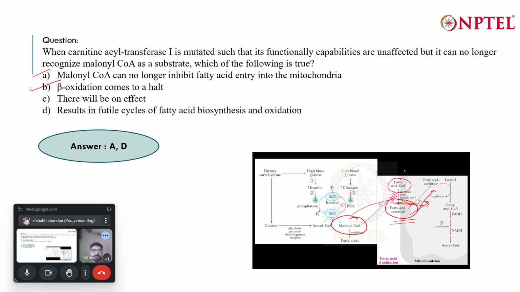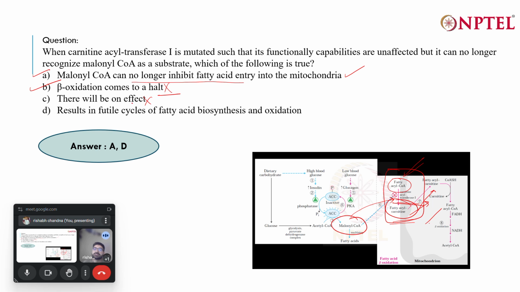Because this is the major pathway where the fatty acids are transported to the mitochondria for beta oxidation. If this pathway is not regulated, it will be a continuous cycle of oxidation and fatty acid biosynthesis. Okay, so let's see the options. Malonyl coenzyme A can no longer inhibit fatty acid entry into mitochondria. Yes, this is correct. Beta oxidation comes to a halt. No, beta oxidation will never halt in this case. There will be no effect.